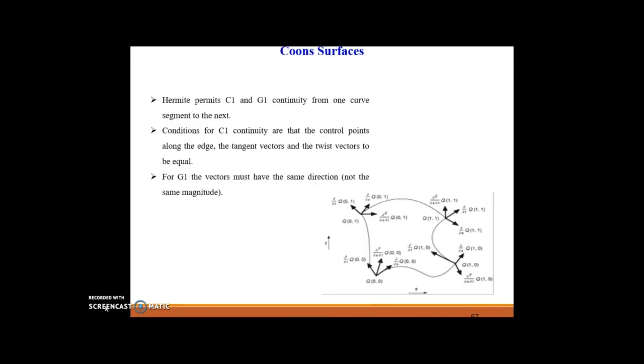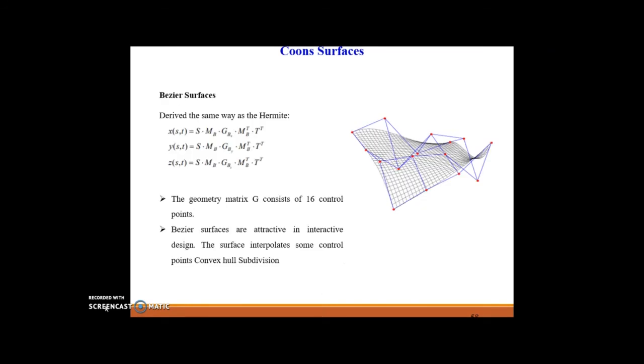Next, Hermite permits C1 and G1 continuity from one curve segment to the next. So there are different conditions for C1 and G1 continuity. Conditions for C1 continuity are that the control points along the edge, the tangent vector and twist vectors must be equal. For G1, the vectors must have the same direction, not the same magnitude.